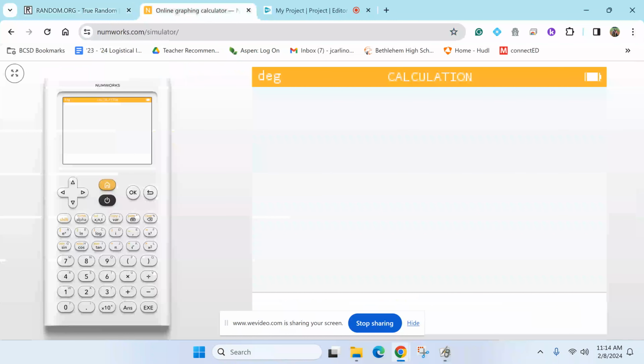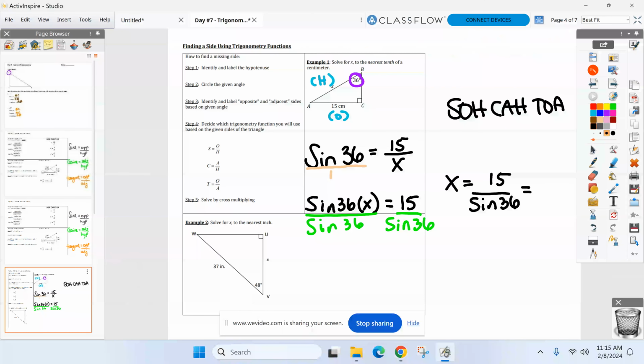Top left-hand corner. Please look at the top left-hand corner of your calculator. Does it say DEG? It should, because all the rest of my classes use the calculator. Anybody not say DEG? Okay. If it doesn't say DEG, which means your calculator's in degree mode. All right, why do I need it to be in degree mode? What are you about to plug in, guys? 36 degrees, so it needs to be in degree mode.